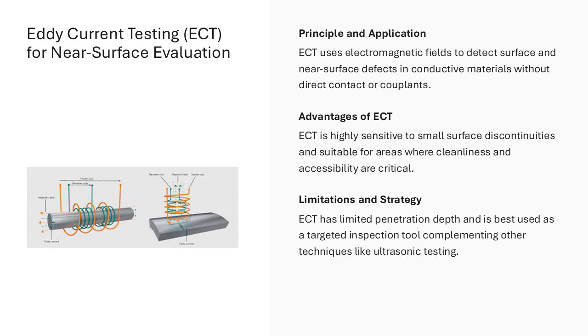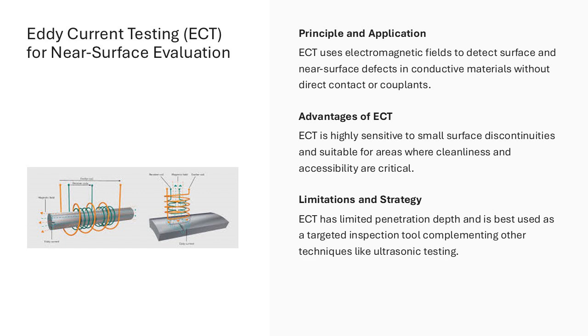ECT does not require direct contact or liquid couplants, making it suitable for applications where cleanliness or accessibility is a concern. In cladded carbon steel systems, ECT is commonly used to identify surface cracks, measure cladding thickness in localized areas, and detect material degradation just below the surface. Its high sensitivity to small discontinuities makes it a valuable supplement to ultrasonic and penetrant testing.